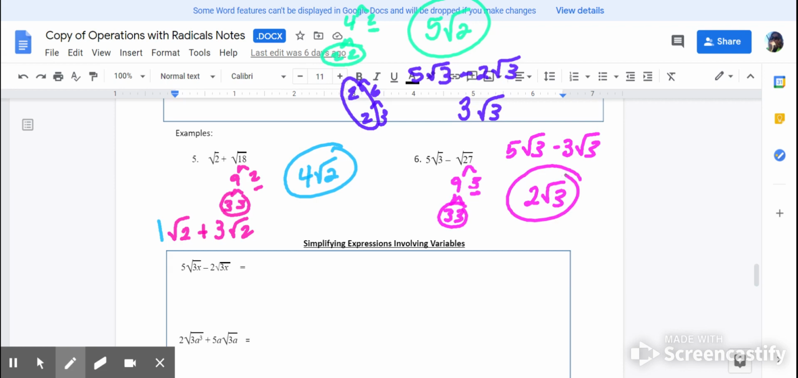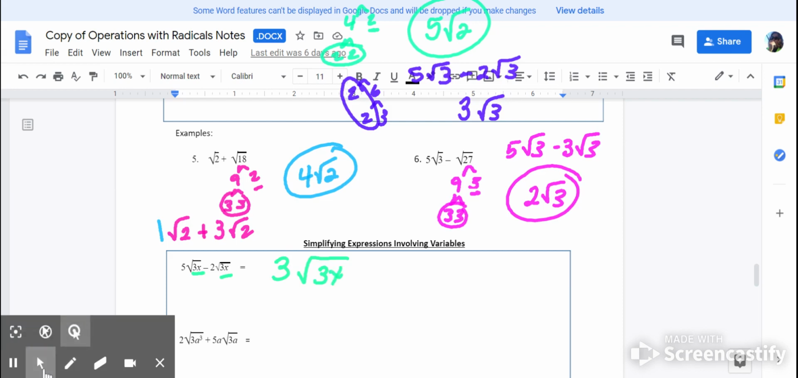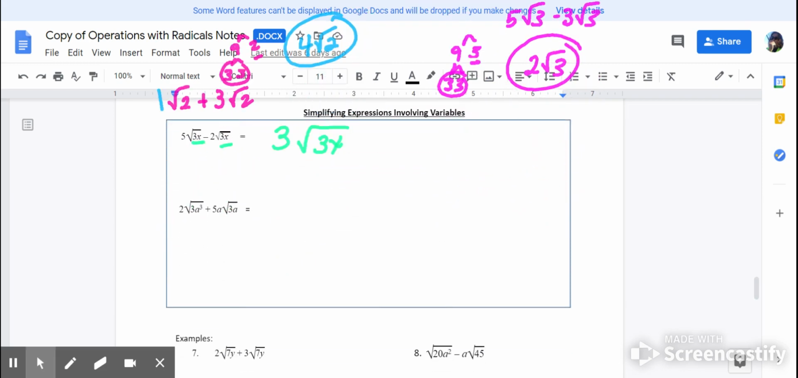Now, if I add variables into the problem, it gets a step harder, but it's the exact same concept. All you're doing is combining like terms. So if I look for 5 on the square root of 3x minus 2 on the square root of 3x, I can see that those terms are alike. Square root of 3x, square root of 3x. So all I want to do is do 5 minus 2, which is 3, and then keep my radical of 3x. As I move down to the next example, we have 2 on the square root of 3a to the third, and plus 5a on the square root of 3a.